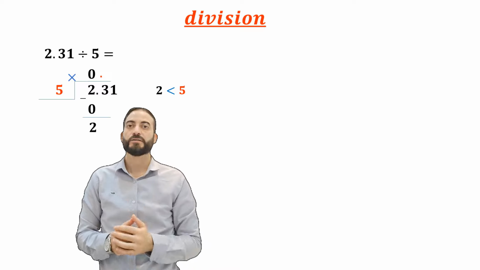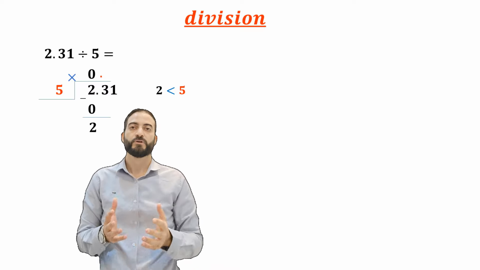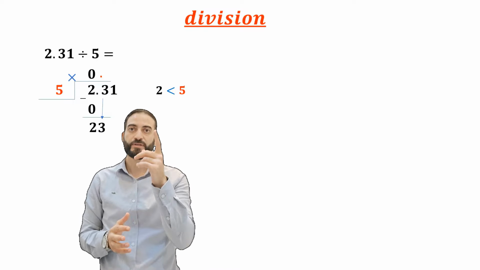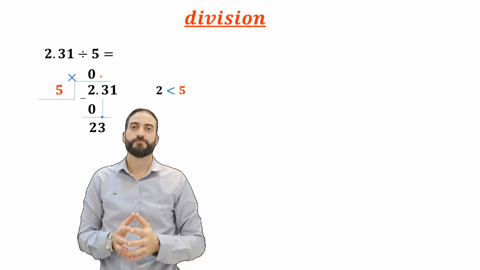Here we do subtraction to get the answer 2. Because 2 is smaller than 5, we must put this 3 here to get 23.